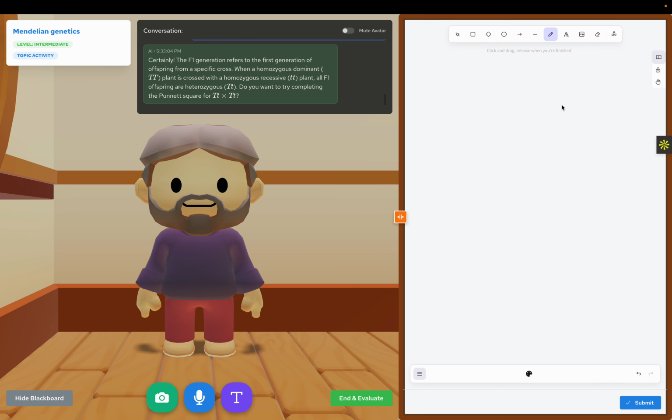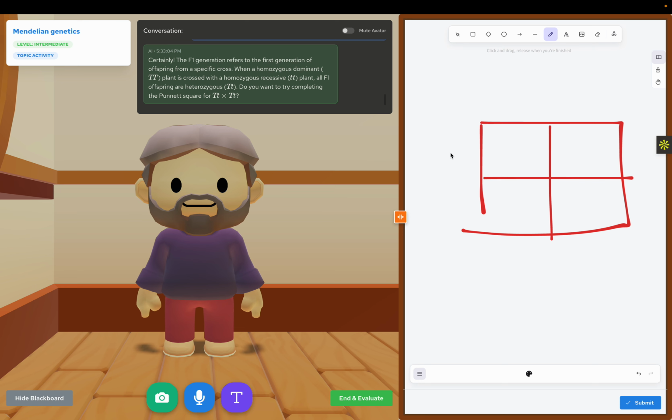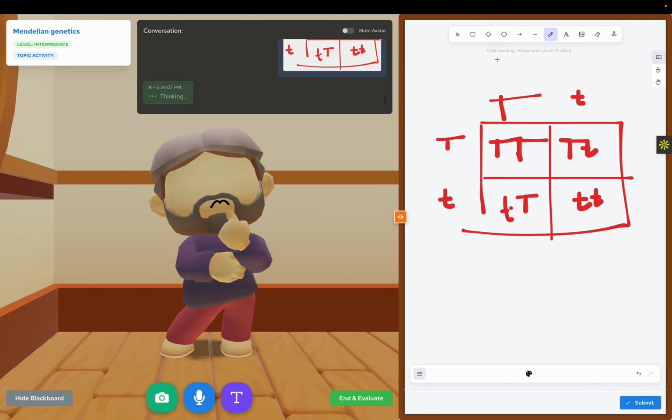Okay, so it seems like a pretty similar problem. Let's draw that Punnett square one more time here. So we have just T and t, T and t. Submit this again. Let's submit that.